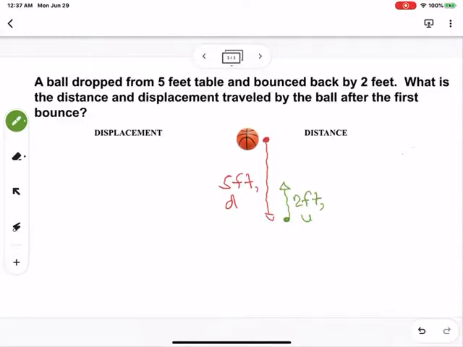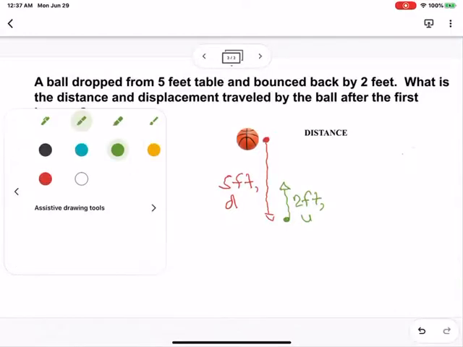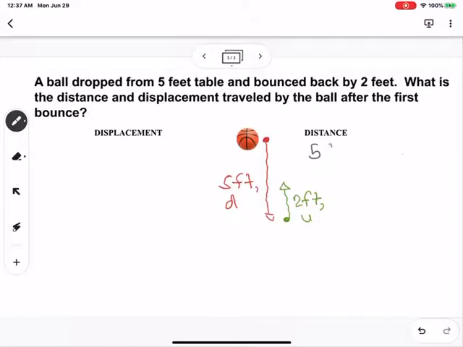So now let's compute the distance. Again, distance is just magnitude. So we're just adding the 5 feet plus the 2 feet. And your total distance is 7 feet. That is the total length traveled by the moving object. In this case, this is the ball.